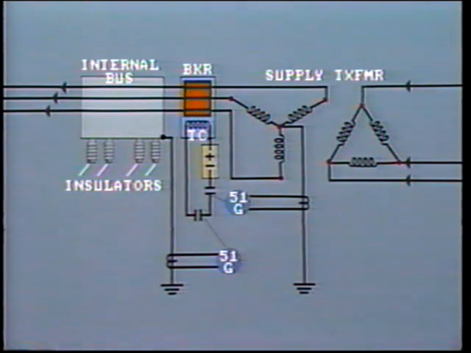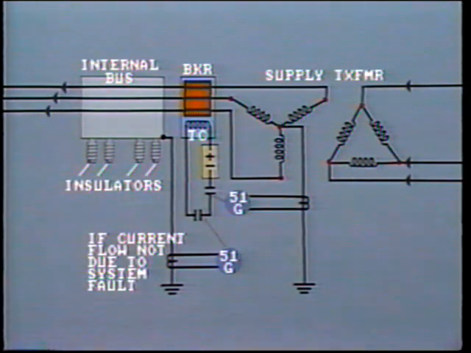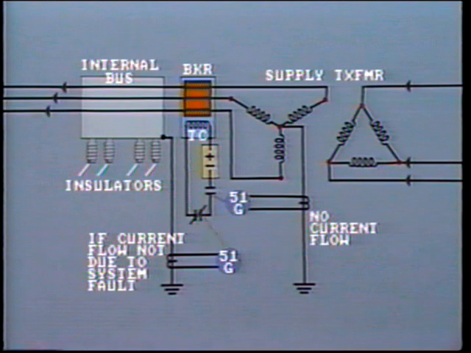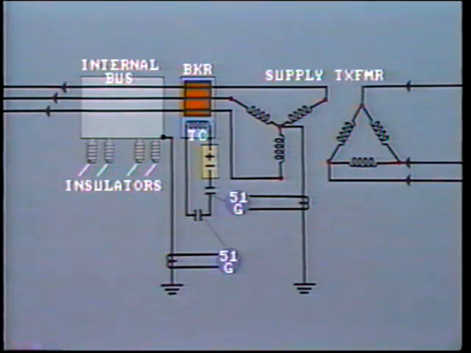The supervisory relay is controlled by a CT in the system neutral ground. If the ground current through the CT is not due to a system fault, then there will be no flow of current in the system neutral, and the supervisory contact will be held open. However, the biggest disadvantage with this scheme is the possible danger to personnel in the vicinity of the switchgear housing.